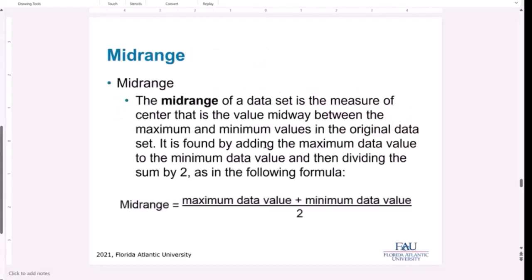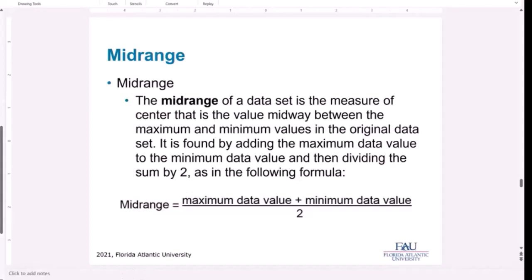Sometimes we need to find the mid-range. If you put everything in order, it's the mean or the average of the 2 extreme ends. And I can find that as well using StatCrunch. The mid-range of a data set is the measure of center, that is the value midway between the maximum and minimum values in the original data set. It is found by adding the maximum value and the minimum value and then dividing by 2.